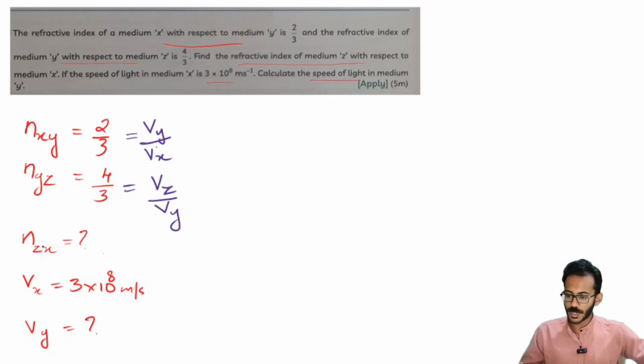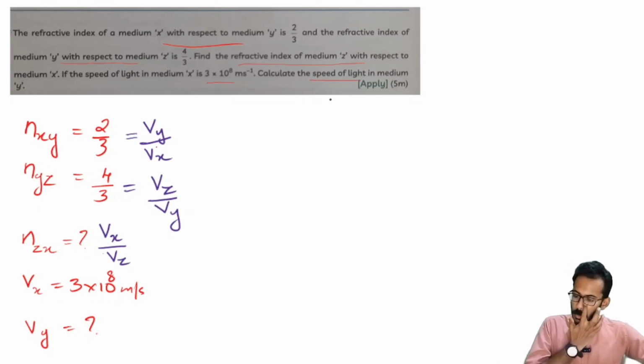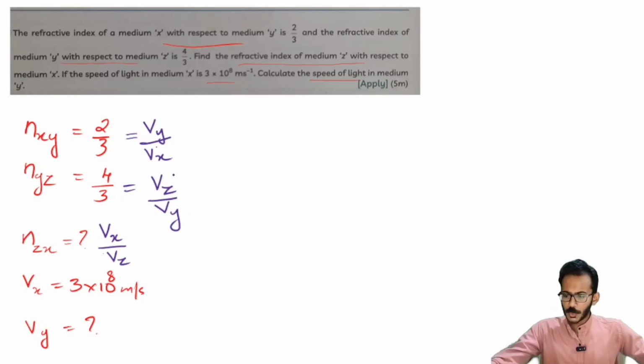Now the question is to find out the refractive index of medium z with respect to medium x. So what they are actually asking is Vx by Vz. We have to find out this one. Again, we have to find out Vy also. Now, is there any option to arrive at Vx by Vz from this one? Here Vx is in the denominator, Vz is in the numerator. If they were opposite, we could have just multiplied. Then why can't we make it opposite? Why can't we take the reciprocal of everything? So let's try it like that.